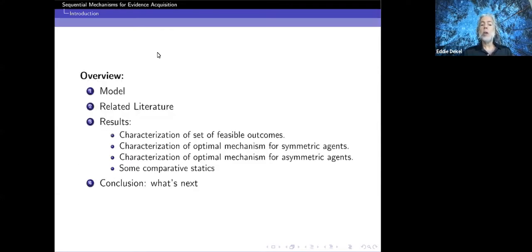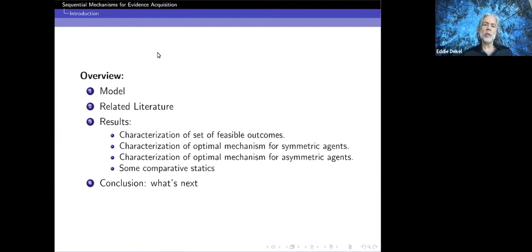Okay, so I'm going to go through the model very quickly, then through related literature, mentioning only 2 papers really with any significance, because there are only 2 that are somewhat close. And then I'm going to divide the substance of the talk, the results, into 4 parts. First, there's going to be a characterization of the set of feasible outcomes. This is not obvious. We have to say, what is the set of things that we can attain using some mechanisms? I'll make clear why it's not obvious when we get there.